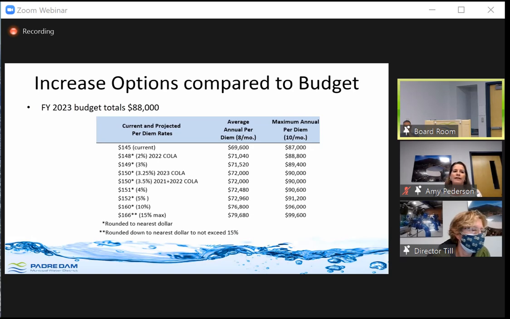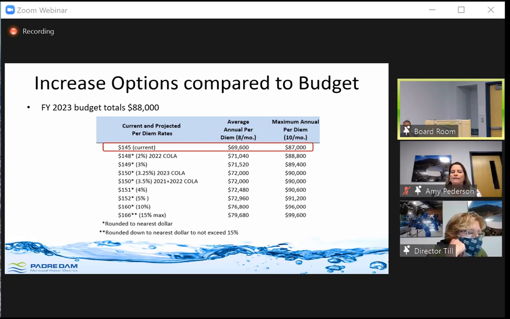So this chart, the left column shows potential increases, the amount of potential increases you can consider. The second column shows the annual average amount. And the third column includes the maximum annual amount that would be established under the limit of 10 meetings per month. The board's current per diem is $145 per meeting, and that's only 1 meeting per day. So up to 10 per month. And of course, that right now totals $87,000 annual on a maximum basis.